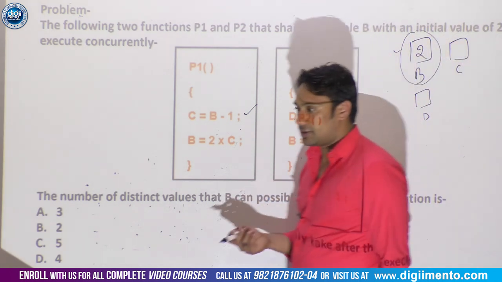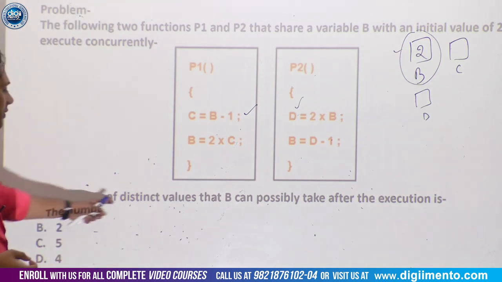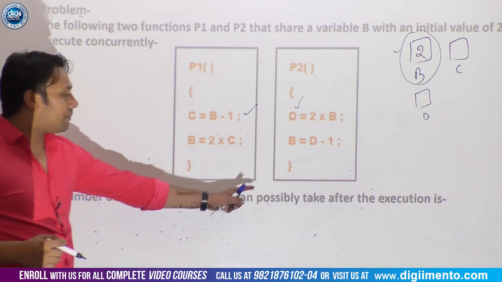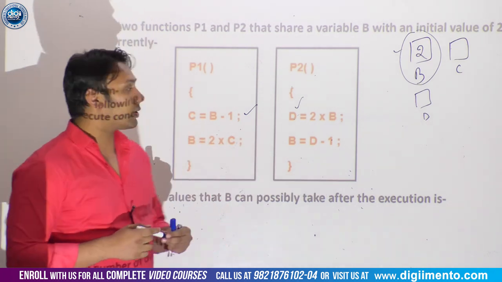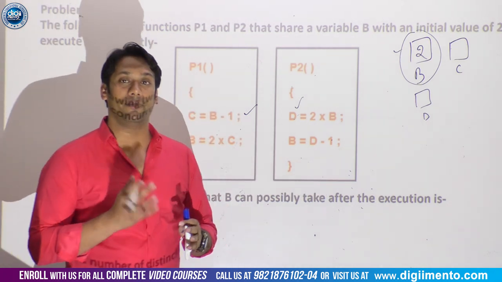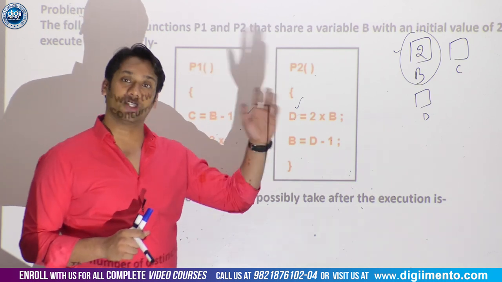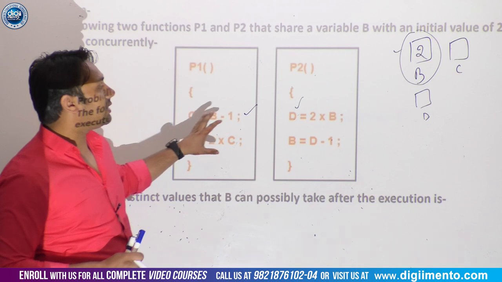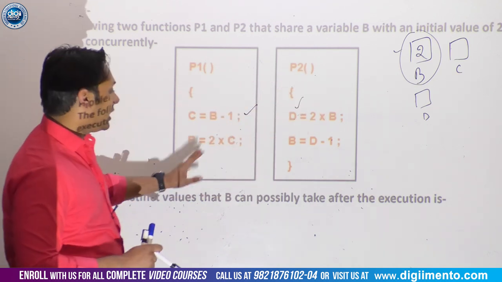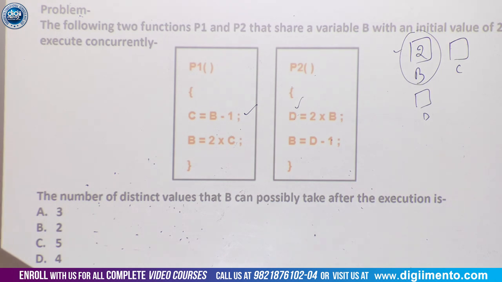Now they are asking in this question, the number of distinct values B can possibly take after execution, if you execute these two programs concurrently or simultaneously. What are the different values of B that can be there after execution of these two programs? Just try to identify how many unique values B can have. Take your time, think about it. Any answers? Let us try and see.